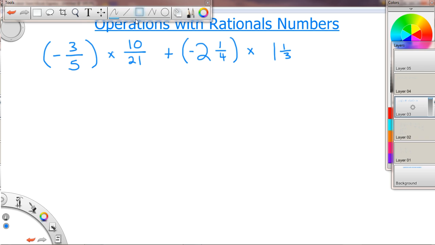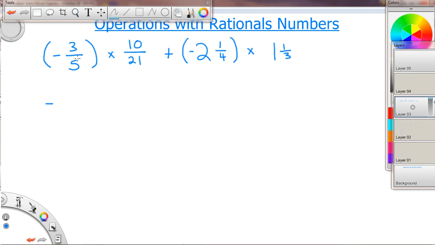Okay, so there's a lot of stuff going on here again. When we have a big complicated problem like this, we have to fall back on order of operations to make it simpler, to break it down into simple steps. So the first step I'm going to do is, there's no parentheses that I can do anything with, and there's no exponents, so I'm going to do this multiplication problem right here. Negative 3 over 5 times 10 over 21. Now this is going to have one negative sign, so that means my answer is going to be negative.